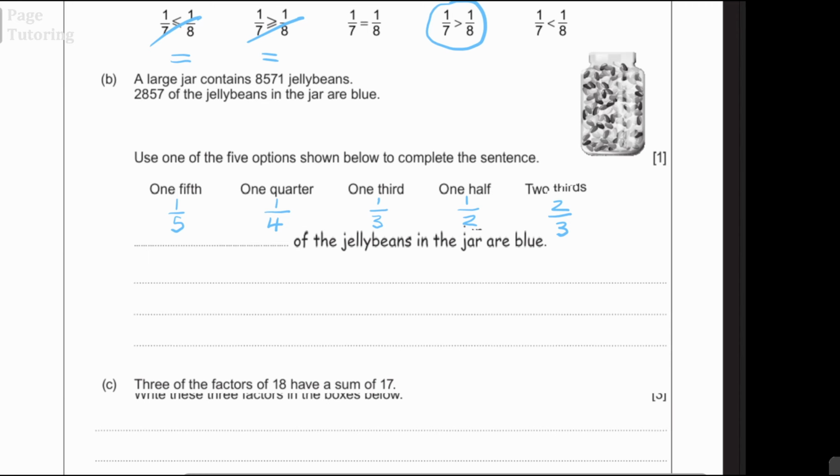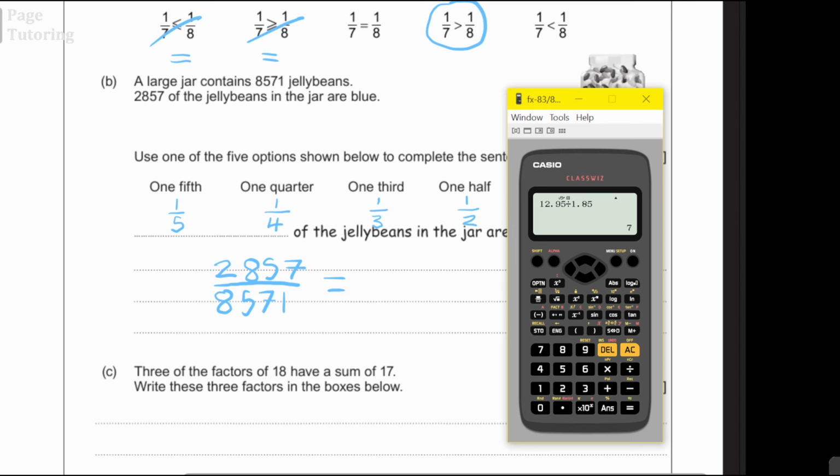Okay, so we want to know what fraction of the jelly beans are blue. Well, you've been told that 2,857 of the jelly beans are blue. And that's out of, so that means over, 8,571. Now, always remember, calculator question, you do not now have to simplify this. Straight away, you should be rushing and reaching for your calculator to just plug in the numbers.